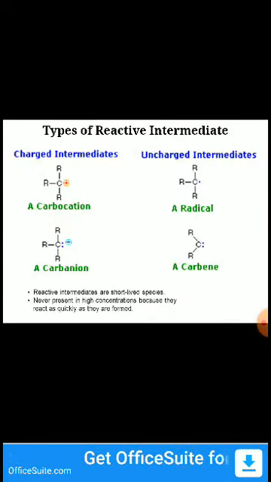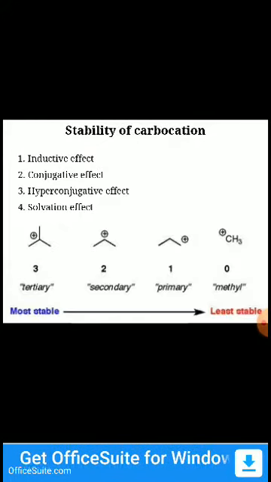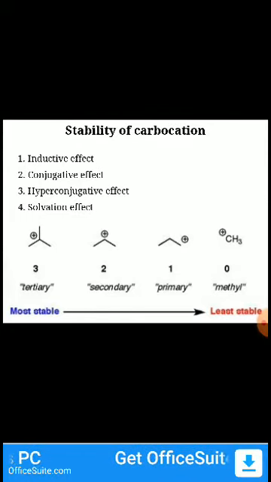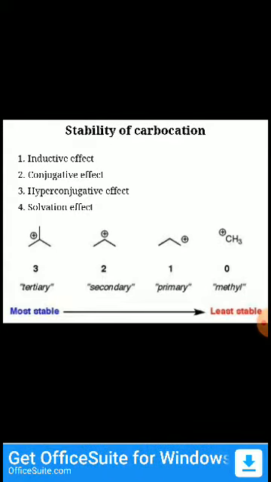We will discuss these reactive intermediates one by one. First, the carbocation: carbon containing a positive charge. Its stability mostly depends on the inductive effect, conjugative effect, hyperconjugative effect and solvation effect. We know the 3-degree carbocation is more stable than the others: tertiary, then secondary, then primary, then methyl. So the most stable carbocation is tertiary, which can be explained on the basis of the inductive effect.